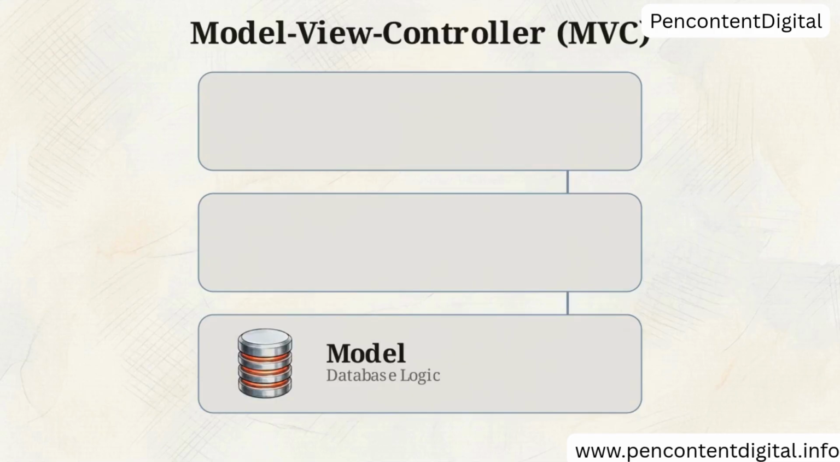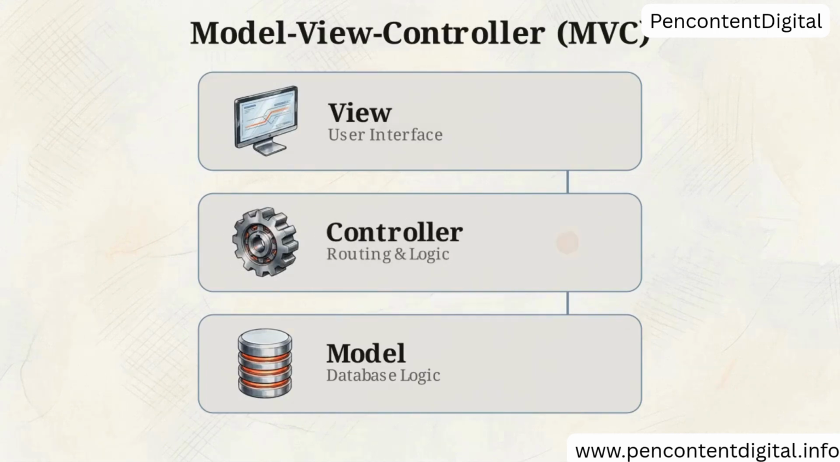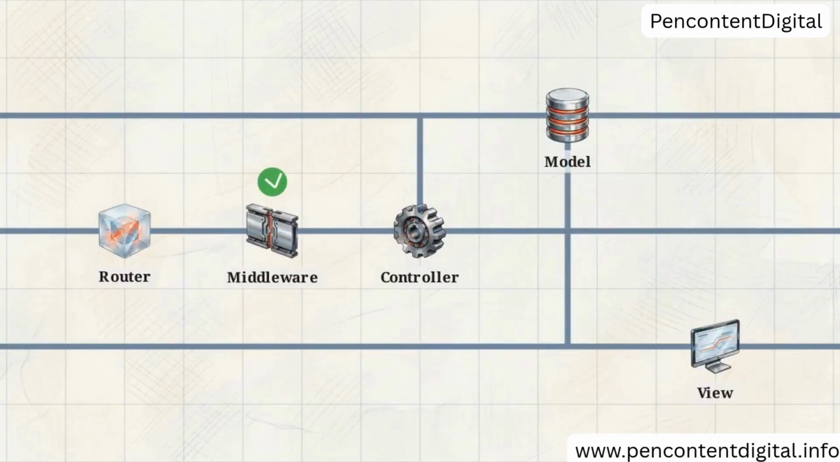The model handles database logic. The view manages the user interface. The controller dictates application routing and business logic, coordinating the other 2. This strict automated pipeline provides a standardized structure, enforcing specific, predictable rules for how data moves through the system.